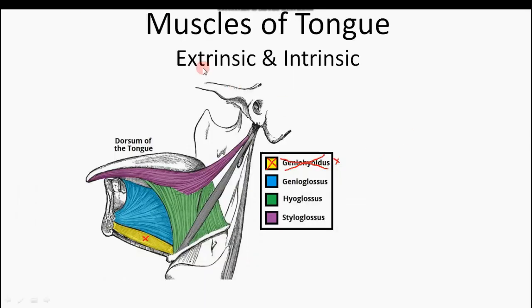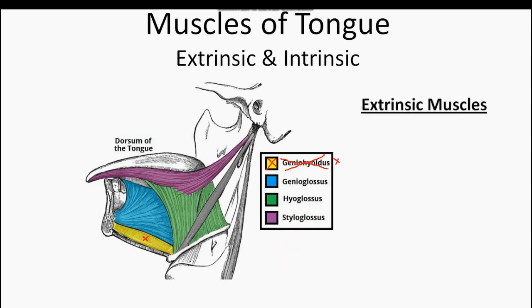Muscles of the tongue. We study the muscles of the tongue as extrinsic muscles and intrinsic muscles. This image I have already shown you and discussed during the lecture on the submandibular region, so you are aware of the extrinsic muscles of the tongue. In detail I discussed genioglossus, hyoglossus and styloglossus during that lecture. But anyway, let's see some more.